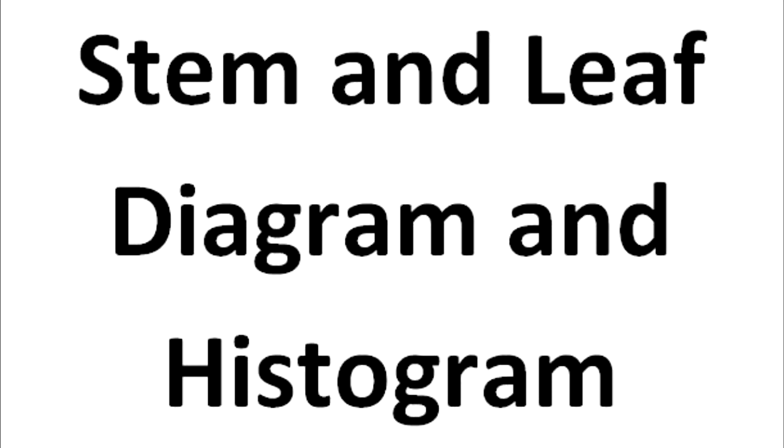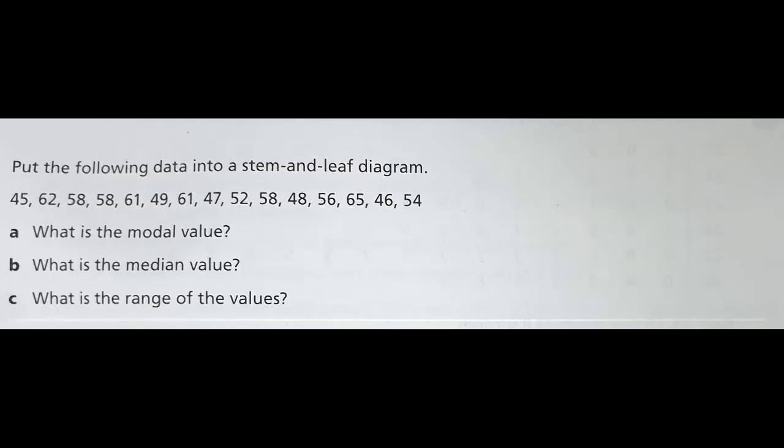Stem and leaf diagrams and histograms. A stem and leaf diagram gives us a better idea of how the data is distributed. The stem and leaf diagram should always have a key. Let us see this with the help of an example.